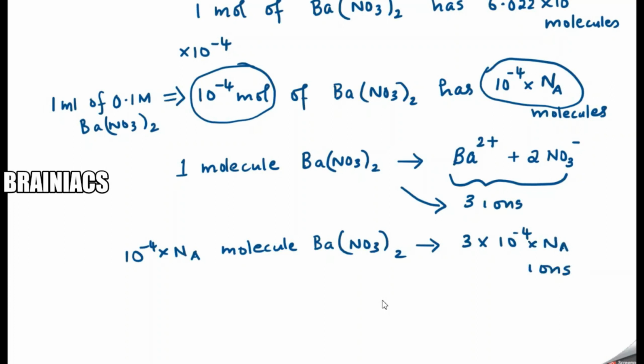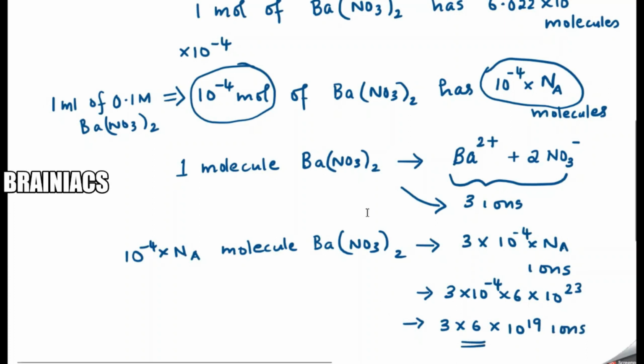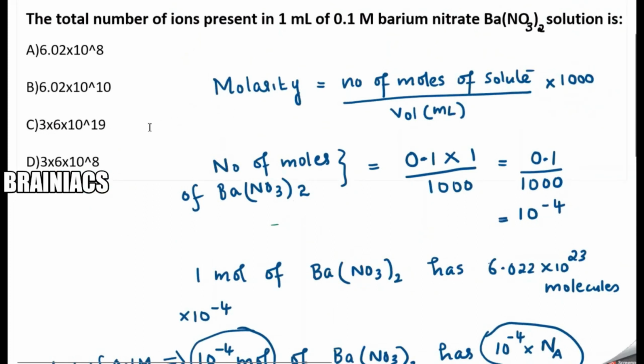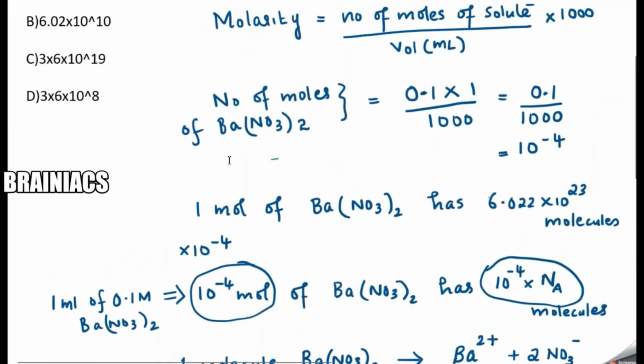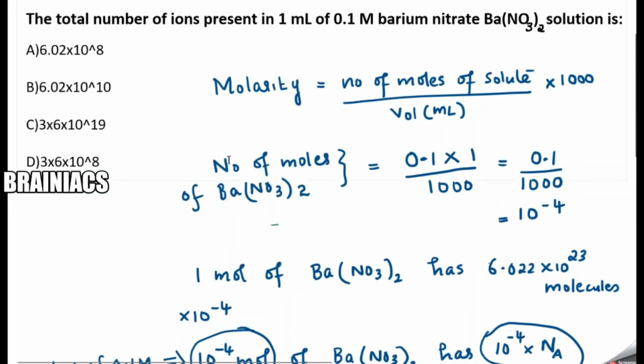So I will put it in a correct format. I can say the actual answer is 3 into 10^-4 into 6.022 into 10^23. So this is equal to 3 into 6 into 10^19 ions. So we will check out any options like that. 3 into 6 into 10^19. So which one corresponds to the correct option? You know that the correct option is option C.